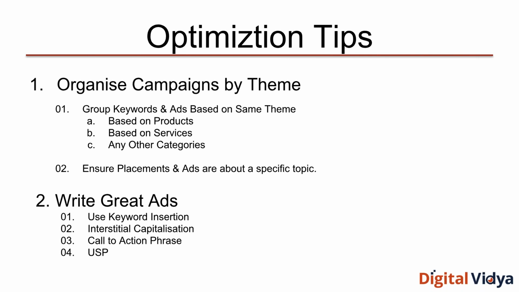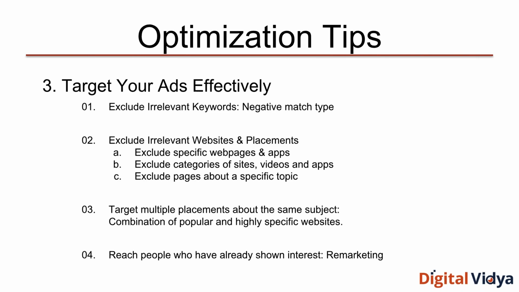Secondly, at the level of ad, what can be done to optimize? You can use advanced features like keyword insertion to keep it dynamic and more relevant for the end user. You can use the editorial guidelines, which we discussed in week 2, like interstitial capitalization, including a call to action phrase, your USP. I'm not going into the details. You can refer to week 2 slides for it.